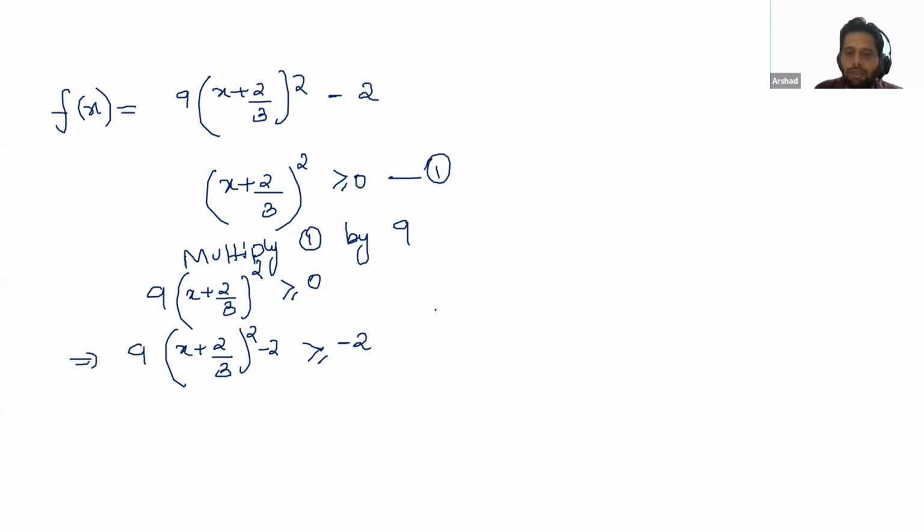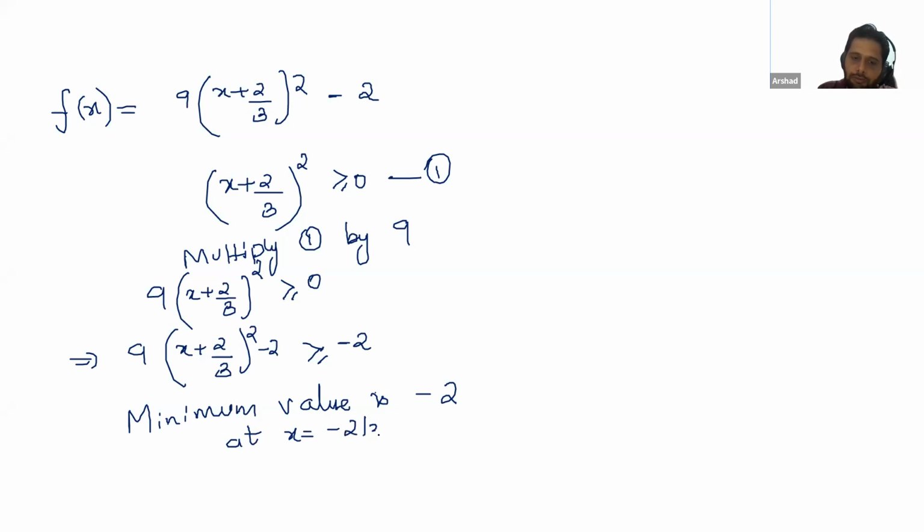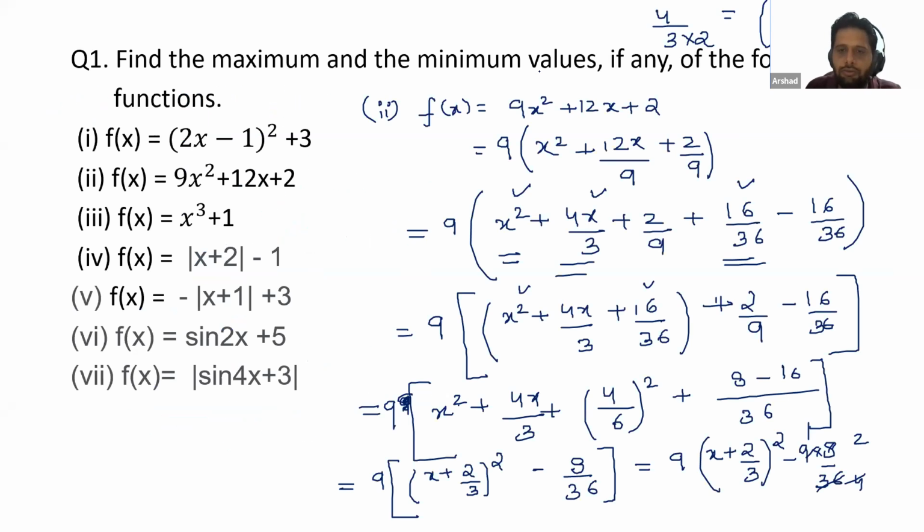Okay. So can anyone tell me what is the maximum or minimum value of this function? So the minimum value is minus 2. Very good. Minimum is minus 2. Minimum value is minus 2. Okay. And this minimum is at x equal to minus 2 by 3. I hope this is clear to everyone.